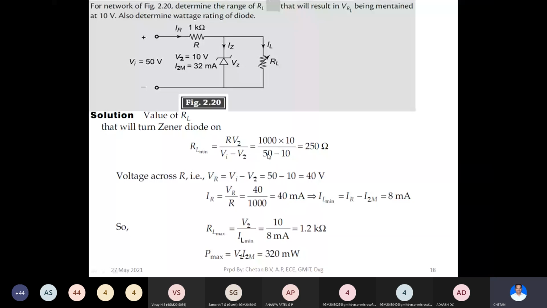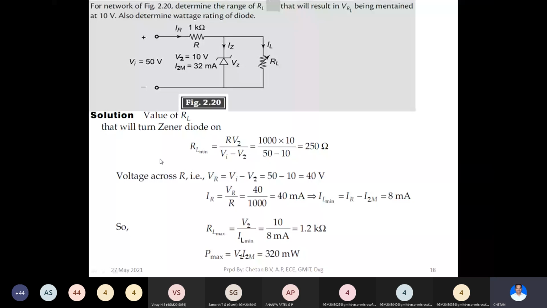So it is 1000, where 1000 is the value of R, 1 kilo ohm, into 10, where 10 is the Vz value, divided by 50 minus 10. 50 is the potential at this point, and 10 is the potential at this point, which is equal to Vz. So it is 250 ohm. Afterwards, the first value of RL you have found out, which is the minimum value. Next, you have to find out the maximum value of RL.